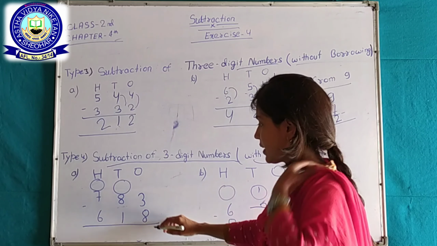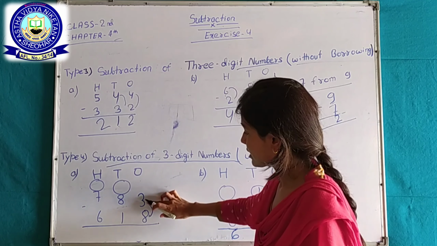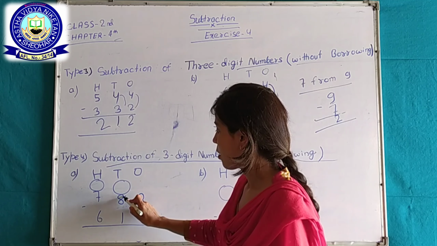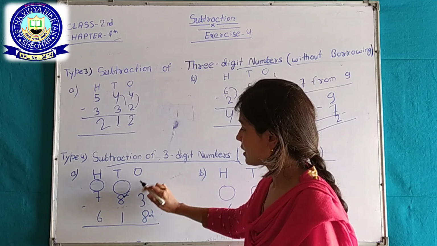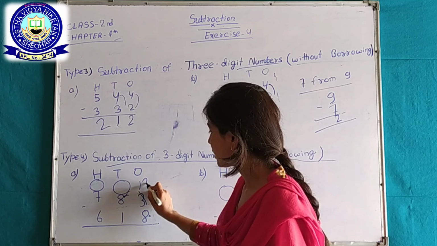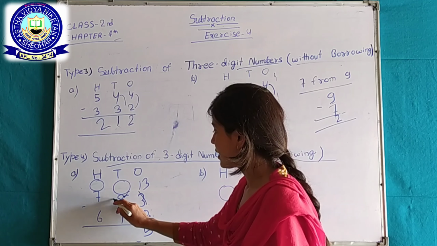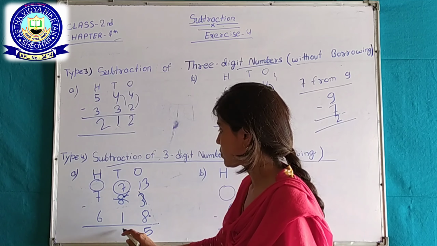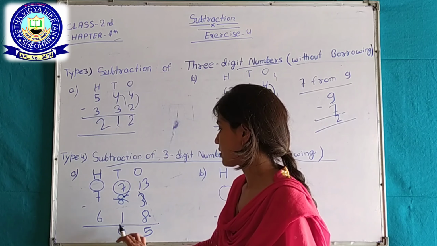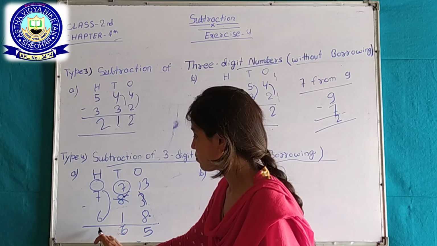Here is 8 and here is 3. You have to subtract 8 from 3. We can't subtract, so we have to borrow from this 10. When we borrow 1 ten, it becomes 13. 13 minus 8 we get 5, and it becomes 7. 7 minus 1 we get 6, and when we subtract 7 minus 6 we get 1.